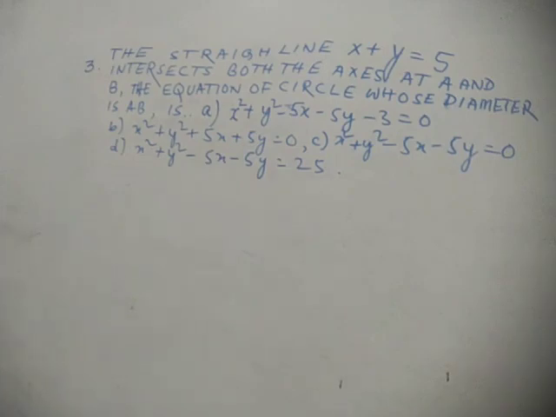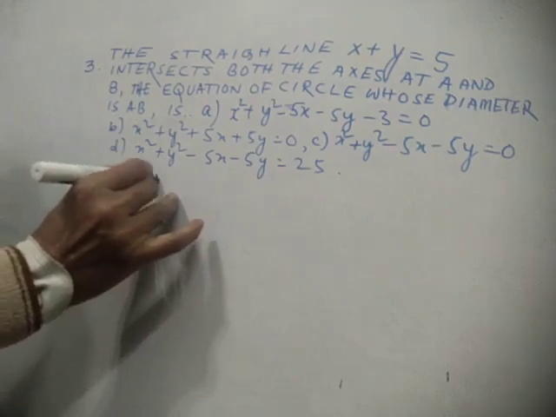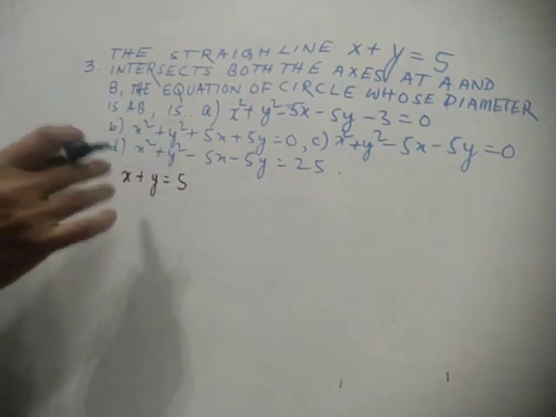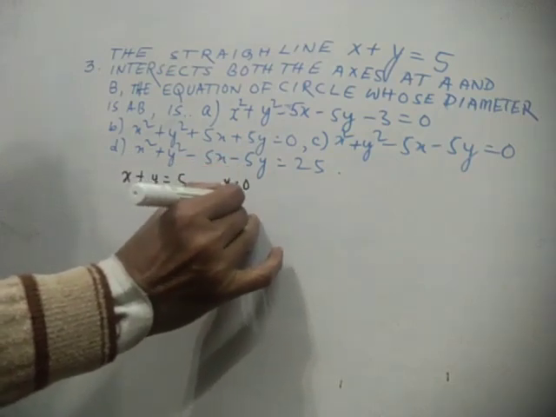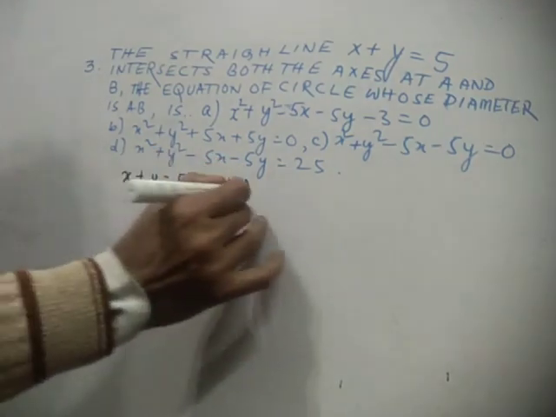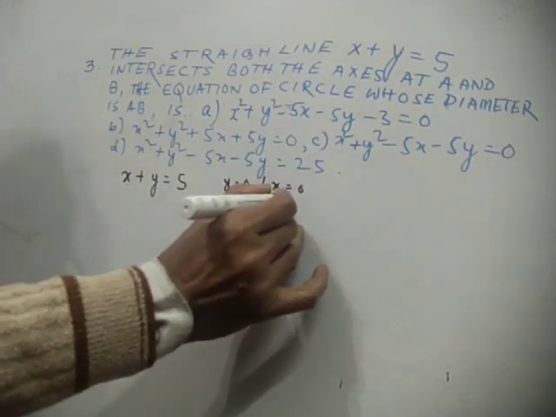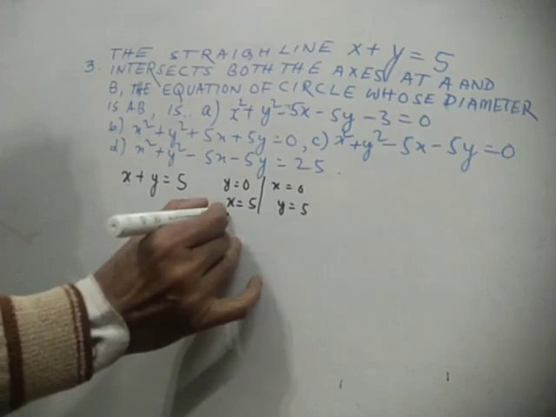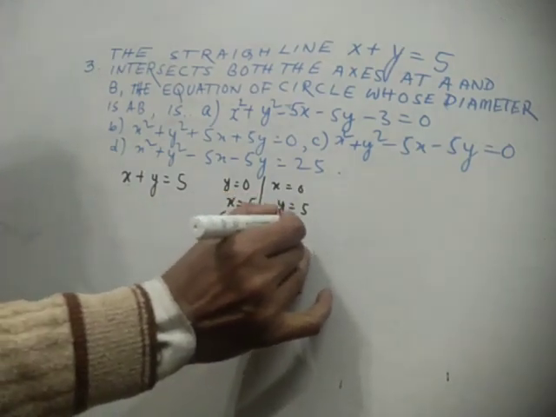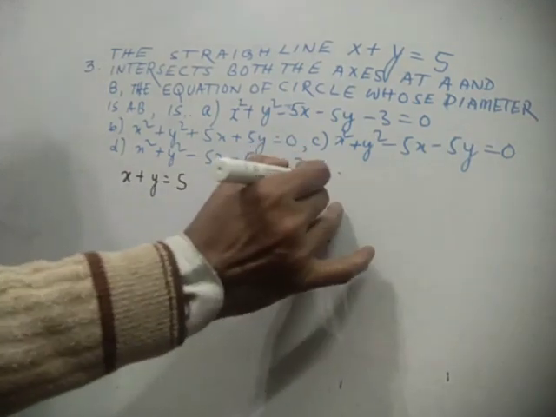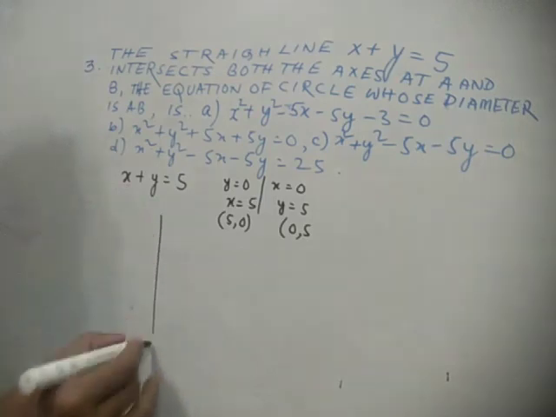Now we have the equation of the straight line, x plus y equals 5. Now from this equation we have to find where it cuts the x-axis and where it cuts the y-axis. For the x-axis we need to put y equals 0. If we put y equals 0, we are getting x equals 5. And for the y-axis we need to put x equals 0, then y equals 5. So on the x-axis it cuts at 5, 0. On the y-axis it intersects at 0, 5.